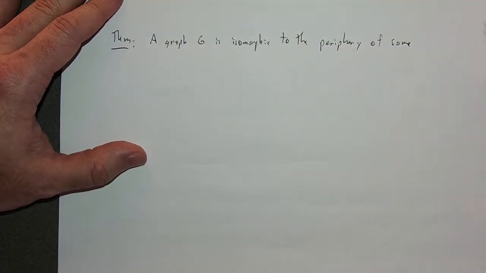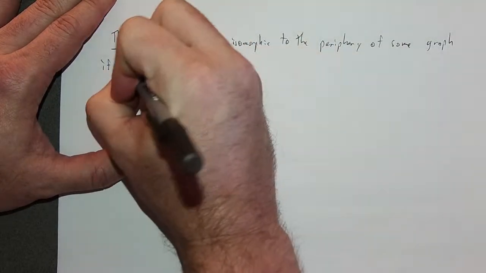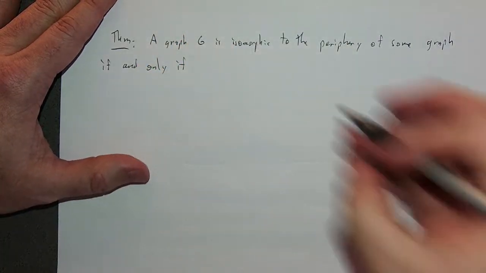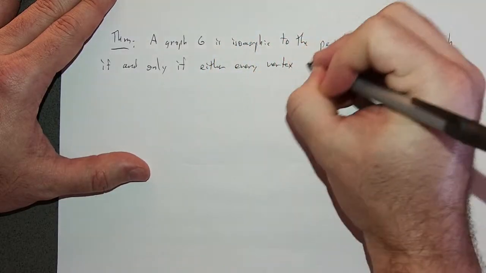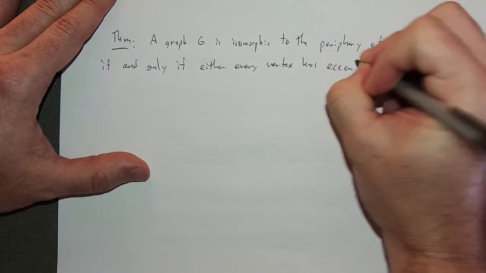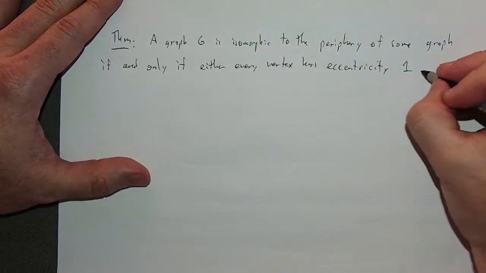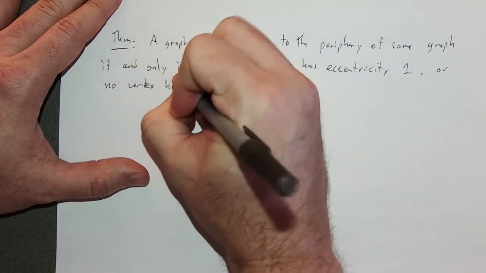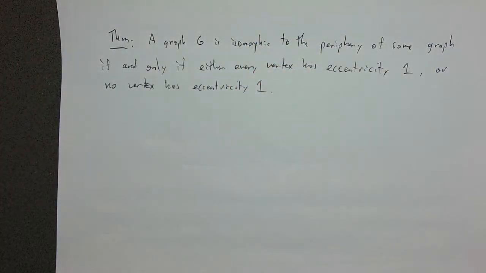So a graph G is isomorphic to the periphery of some graph if and only if either every vertex has eccentricity 1 or no vertex has eccentricity 1. You might think for a second why this is true.